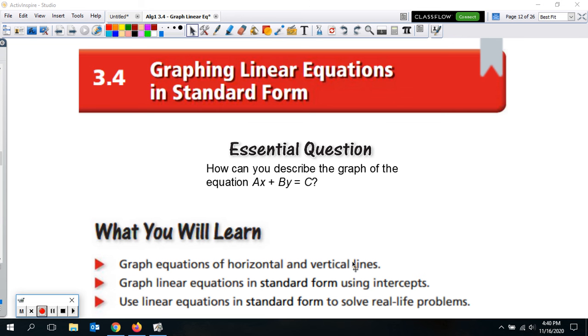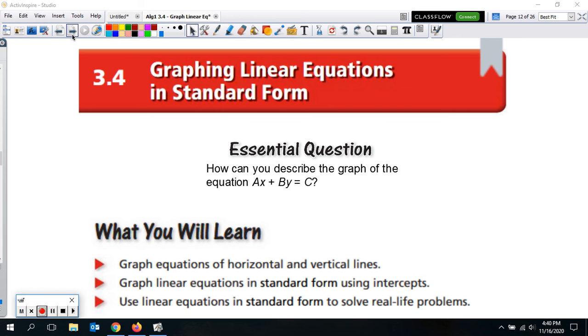And so the first thing we're going to look at is graphing equations of horizontal and vertical lines. And those are not necessarily going to be looking like this. In fact, it'll more like just be x equals a number or y equals a number. So we'll look at those in a minute. And then the main part of it, though, is graphing linear equations in standard form using intercepts. So that's really what that little video or song was showing you. They were using intercepts to graph those, and we'll do that.